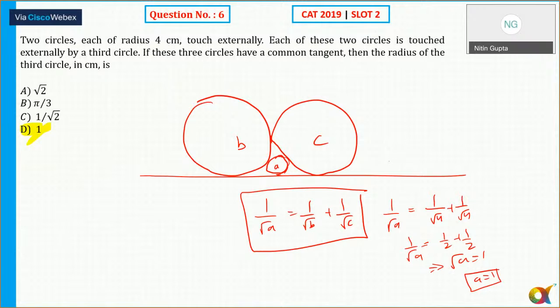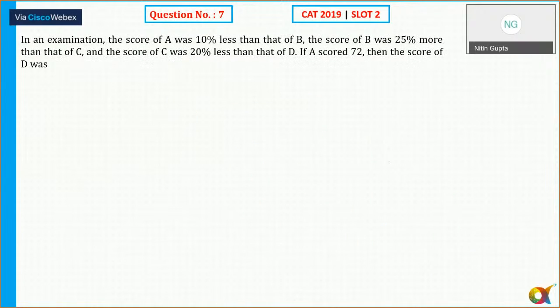Okay, can we move to the next question now? Okay, guys, so let's move to the next slide now. Question number 7. It says, in an examination, the score of A was 10% less than that of B, the score of B was 25% more than C, and the score of C was 20% less than that of D.